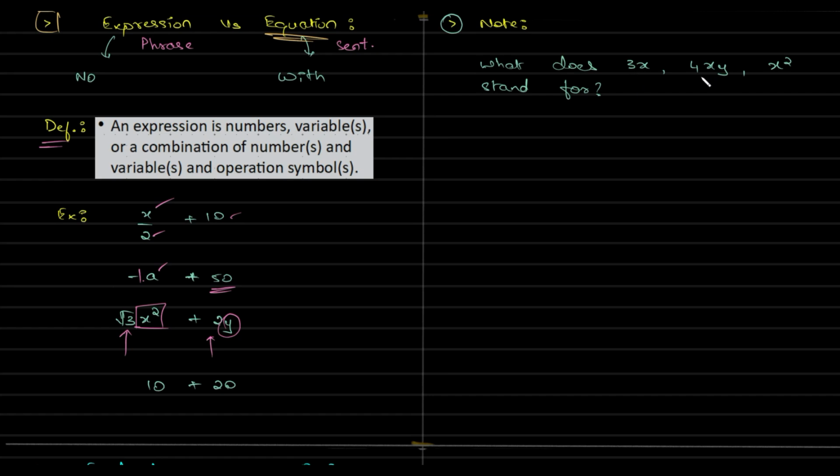What does 3x, 4xy and x square stand for? You have seen this, and I'm sure most of you know it, but still I would like to explain. 3x stands for 3 into x. Basically, there's an operation, and that is multiplication. But you might ask, sir, is it different from 3 plus x? Well, yes, this is different from 3 plus x. The difference is that the operations are different.